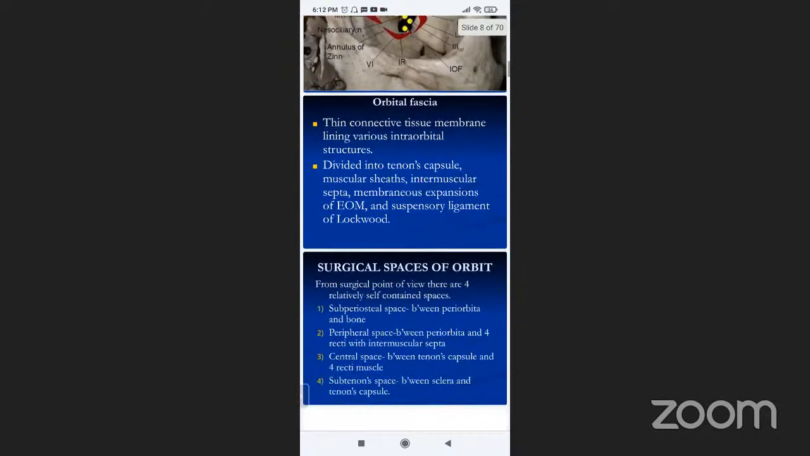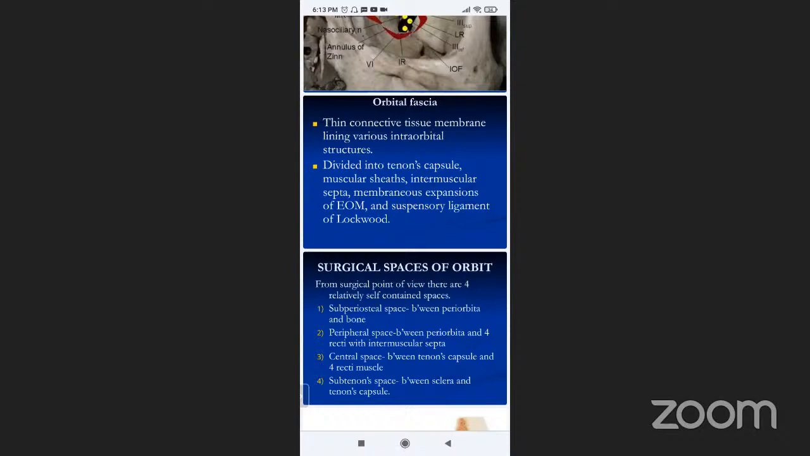Then coming to the surgical spaces of orbit, this is also important. You will be asked to draw the diagram, or a 1 mark question is usually asked, mention 4 surgical spaces of orbit. What do you mean by surgical spaces is that these are self-contained spaces. That is, if you inject some medicine or local anesthetic into one space, that will remain confined to that space only. It will not spread to the other areas of the orbit. Or if there is an infection forming abscess, that abscess will be confined to that particular space, so that we can put an incision into that space and drain out that pus.